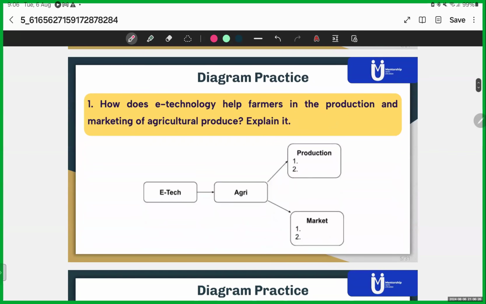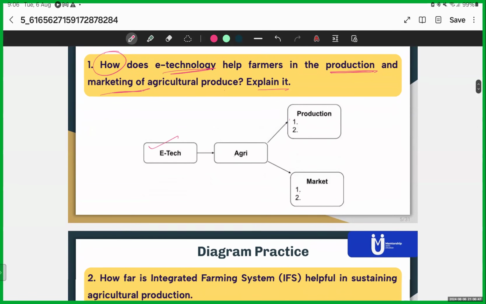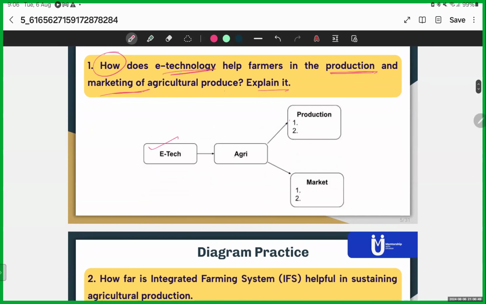Then let's begin. So first question: how does e-technology help farmers in production and marketing of agriculture produce? So if you look at it, e-tech, how it helps agriculture, production, marketing. This can be a block diagram. Fair enough? Clear enough? Chalo. So I actually marked two things only: e-tech, production, marketing, agriculture. So I have to link e-tech to agri. Then I can give some explanation over here and I can just make it as a figure.